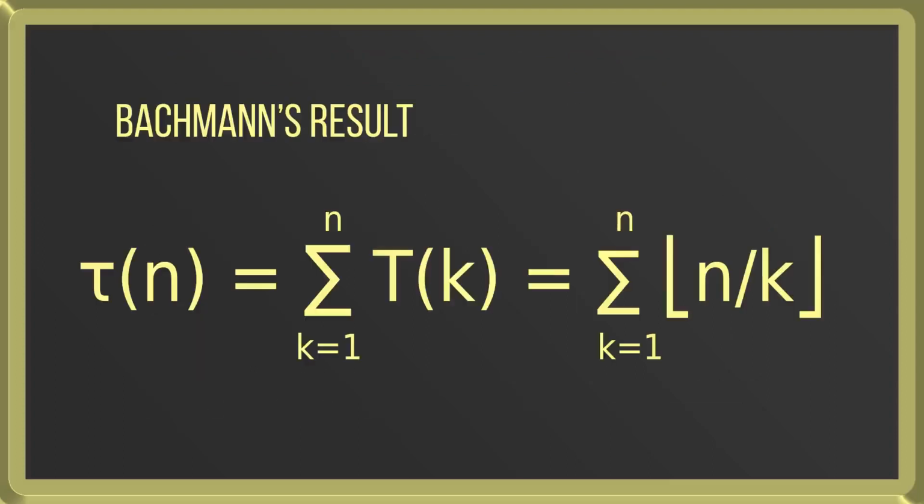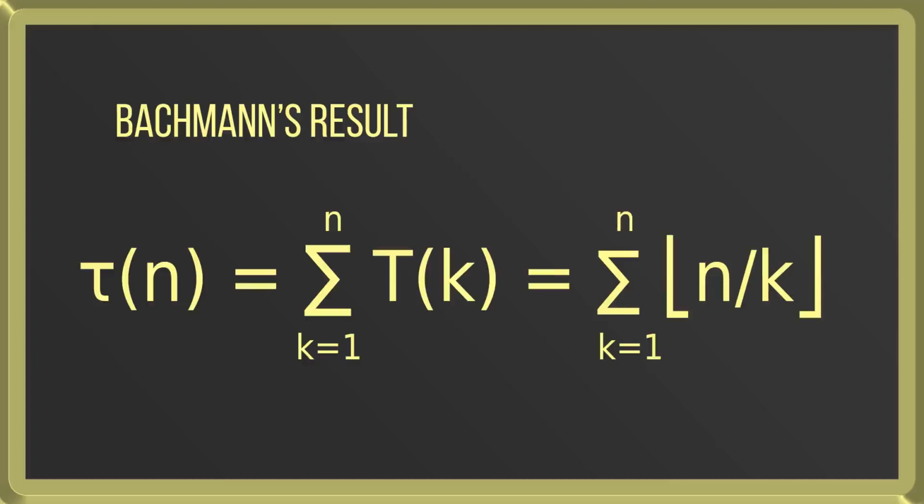Let me summarize Bachmann's result. Tau of n, the number of all divisors of natural numbers up to n, which is nothing but the sum t1 and t2 up to tn, is equal to the sum of the integral part of n divided by k as k runs from 1 up to n.